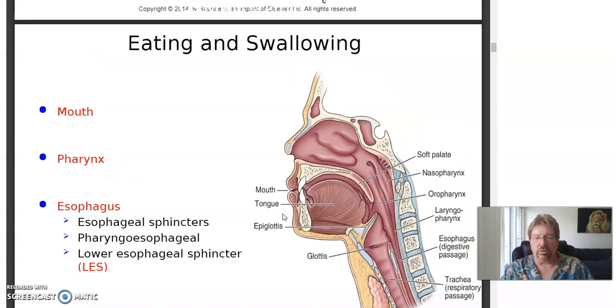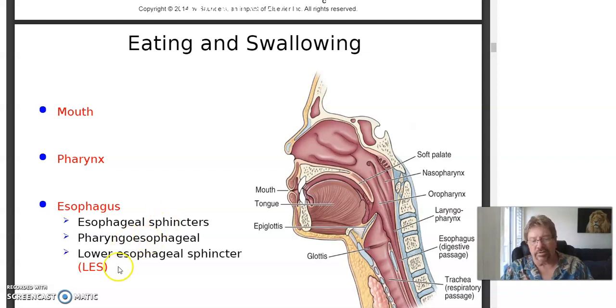Eating and swallowing. Mouth, pharynx. Pharynx is basically the throat. The esophagus is the tube that runs between the throat and the stomach. The stomach has 2 sphincters on it, guys, that tighten up because the stomach milks and churns this stuff after we've eaten and chewed and swallowed it. And to keep it from squirting back out, these sphincters tighten up.